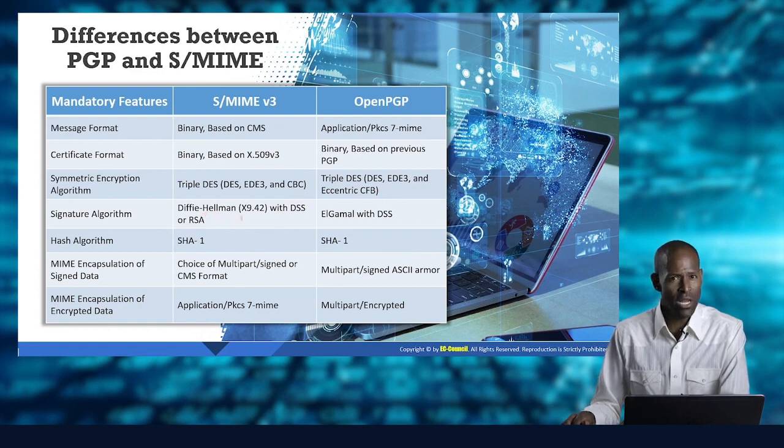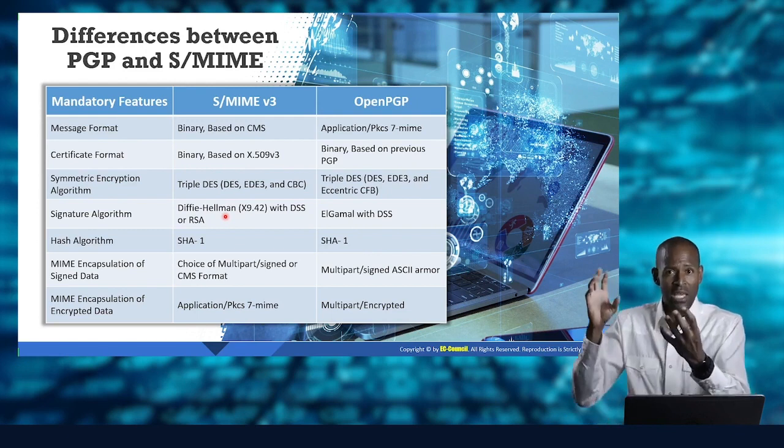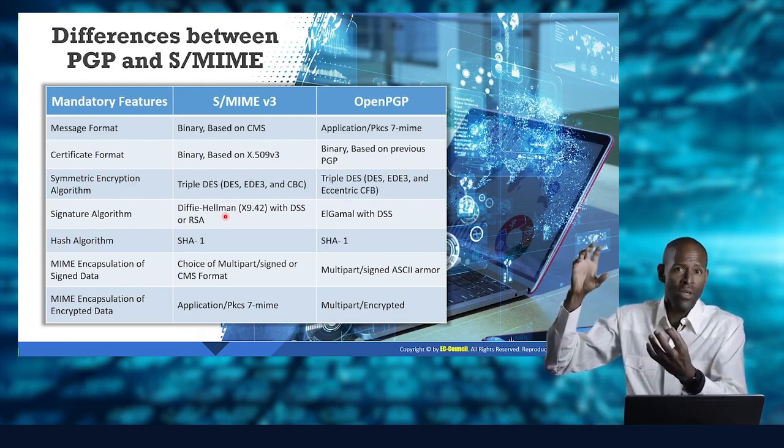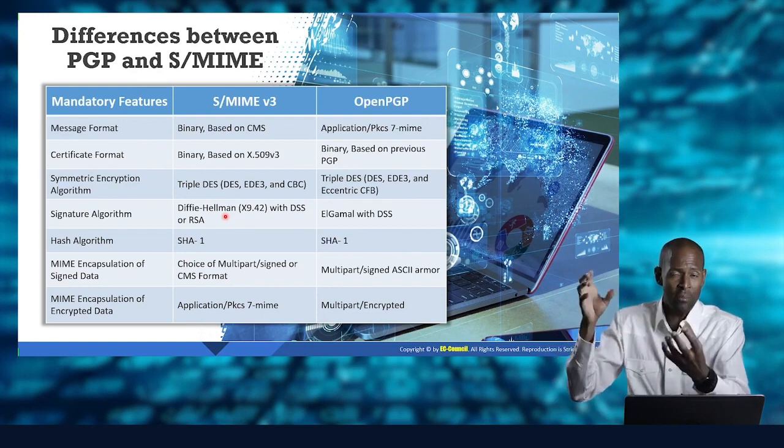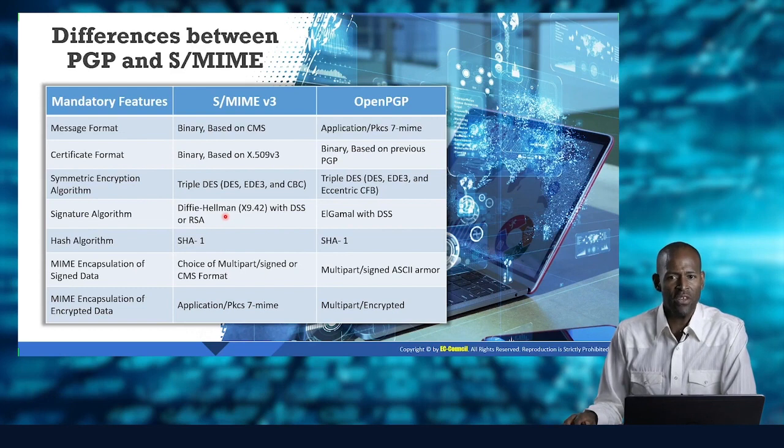Diffie-Hellman is a very important algorithm. It helps when you have symmetric keys where two parties need to have the same key, and you need to send a copy of that key over an insecure network so that both parties can have it. Diffie-Hellman is a big deal for that, and same with DSS. Hashing algorithms, SHA-1. We have MIME encapsulation. That's different on each of these. We have MIME encapsulation of encrypted data.